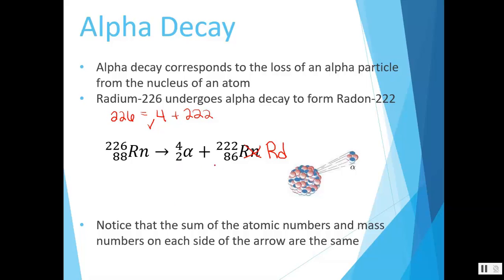We can also see this in the atomic number. So down here we have 88 protons in our radium-226, and on our product side we have 2 protons in the alpha particle plus 86 protons in radon-222 to give us a total of 88 protons on the product side and 88 protons on the reactant side.